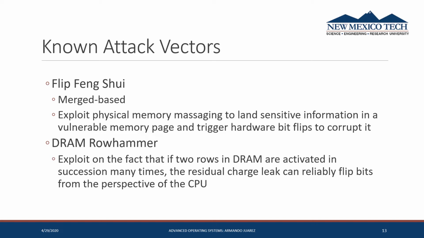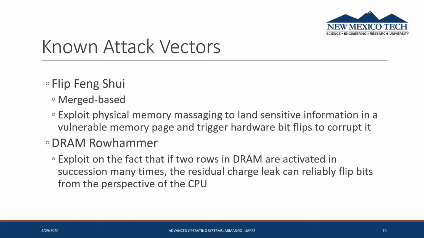Flip Feng Shui. Now, this one is a little different. It is merge based, and it exploits the physical memory massaging to land sensitive information in a vulnerable memory page and trigger hardware bit flips to corrupt it. Basically, they are able to exploit how the pages themselves become merged to sort of funnel them into a piece of memory that is already vulnerable, for the purpose of triggering bit flips inside of that memory. And the most famous one, as described by the paper, is the DRAM row hammer attack.